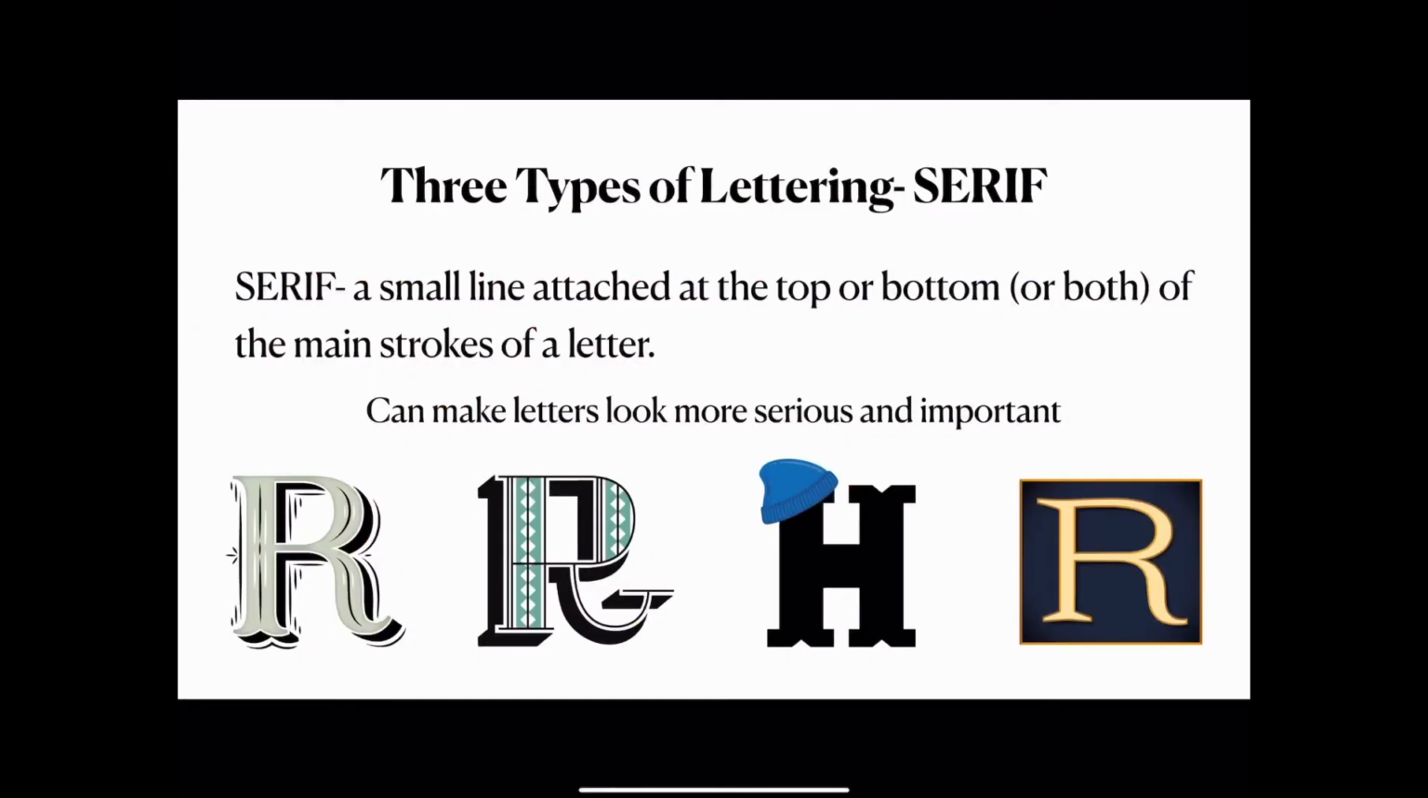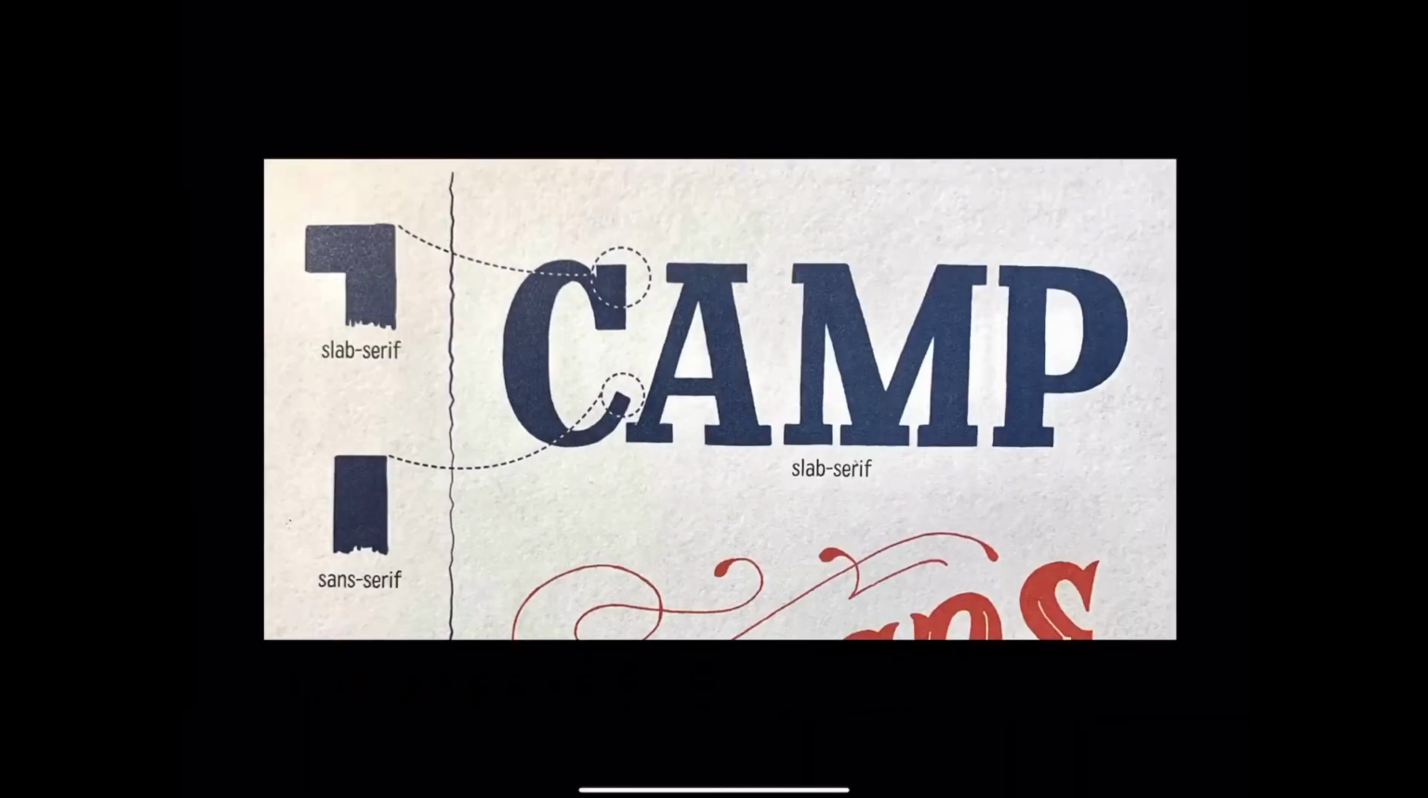A serif is a small line attached at the top or bottom, or even both, of the main strokes of a letter. It was actually developed by carvers in ancient Roman times when letters were hammered into stone. A serif made the individual letters easier to distinguish from each other, which is pretty cool. Early printers used serif fonts for books and newspapers as it was believed that they made reading easier. So serifs can also be used to make lettering look more serious and important.